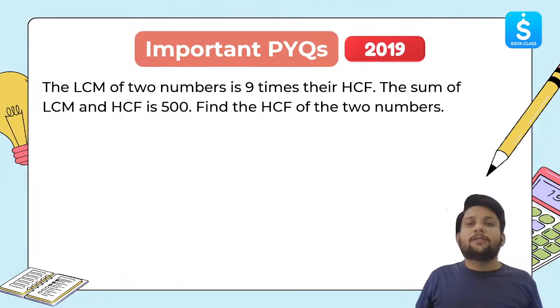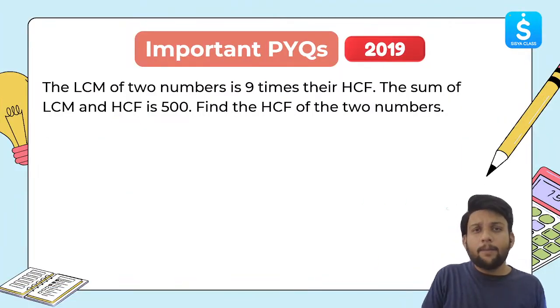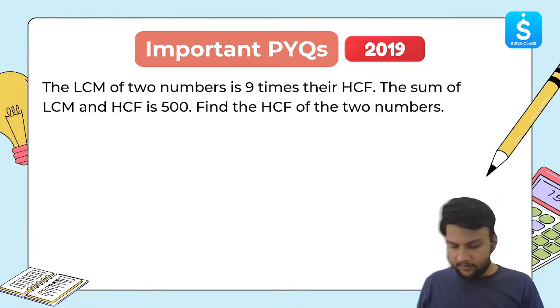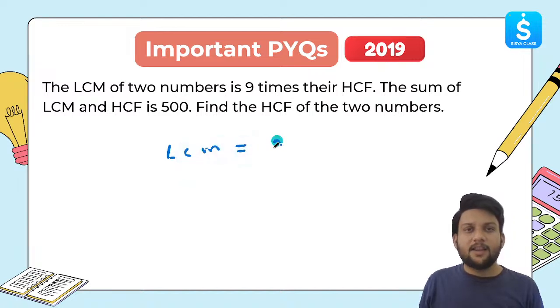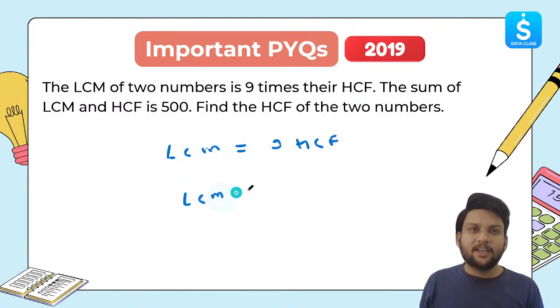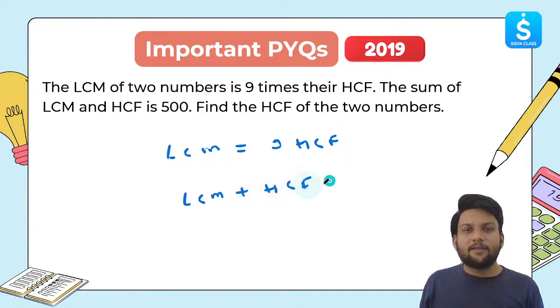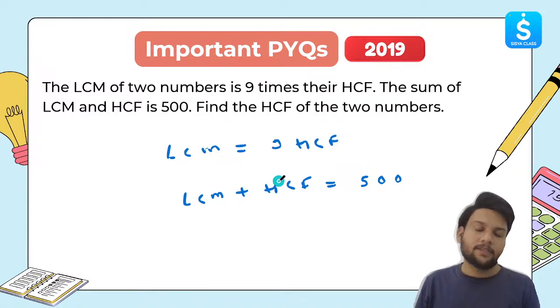Okay, one more question. 2019. The LCM of two numbers is 9 times their HCF. What does it say? LCM of two numbers is 9 times their HCF. And this has nothing to do with LCM HCF. This is just a way to trick you. This is a simple algebra question. If you give this to a grade 7th child, he will also do this.